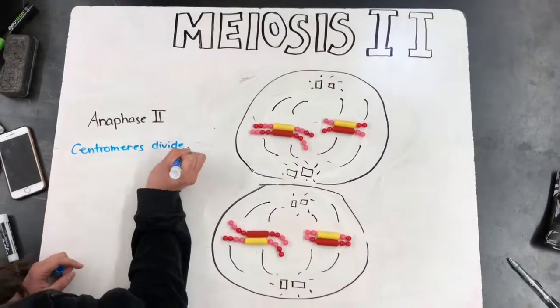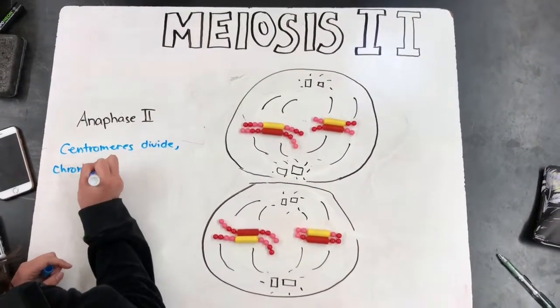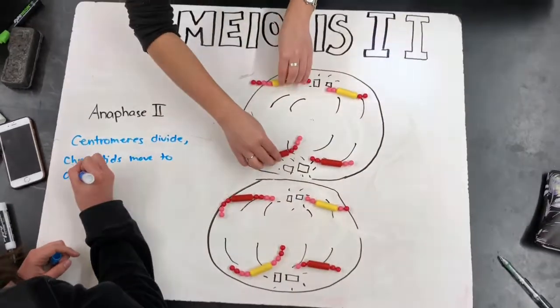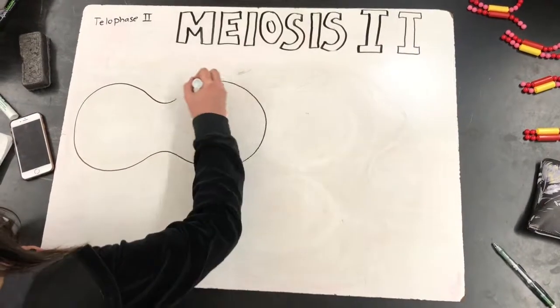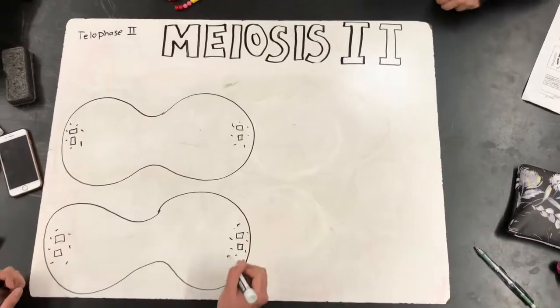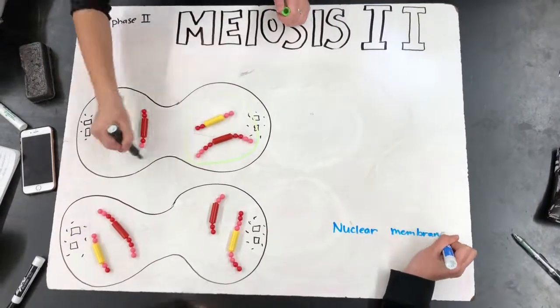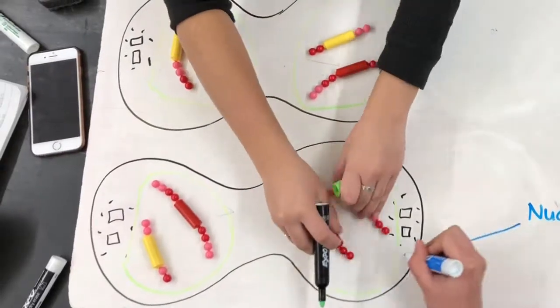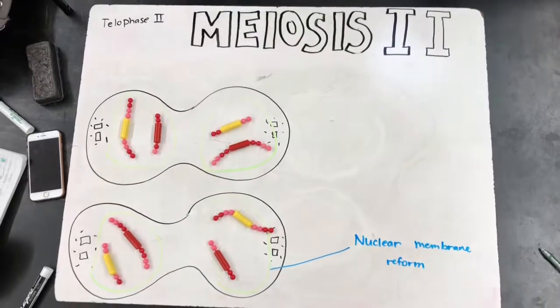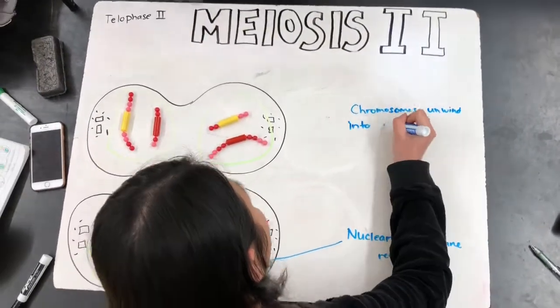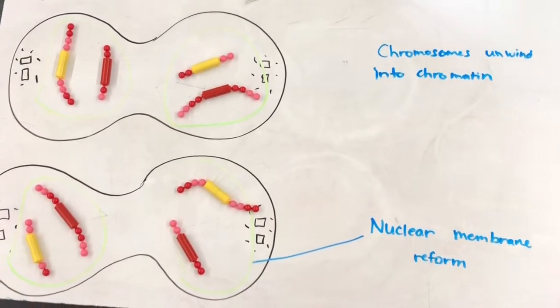Anaphase 2. In this phase, centromeres divide and spindle fibers pull chromatids to opposite poles. We are now going to redraw the cells for the ease of your eyes. Telophase 2. You cannot see it that well, but drawn in a light green marker is the nuclear membrane reforming in each of the cells. The chromosomes then also unwind into chromatin.